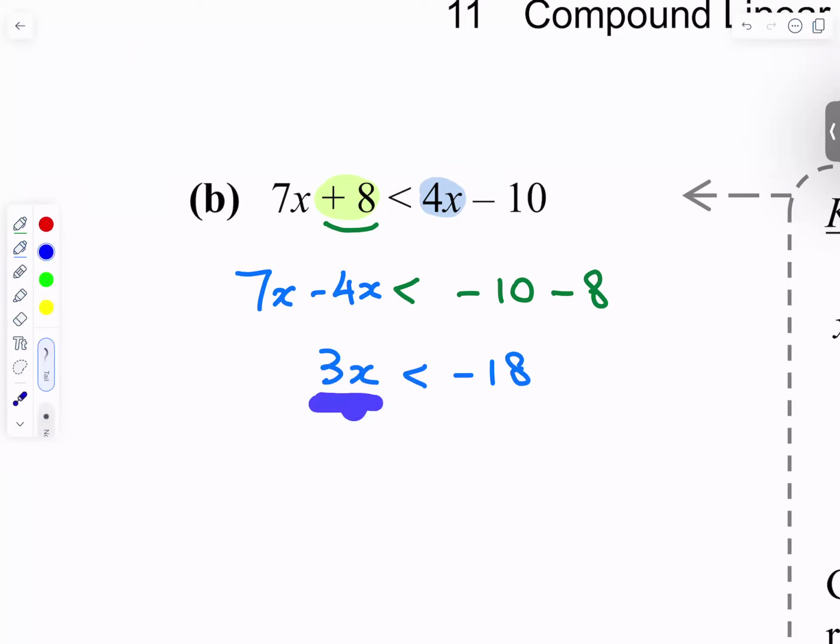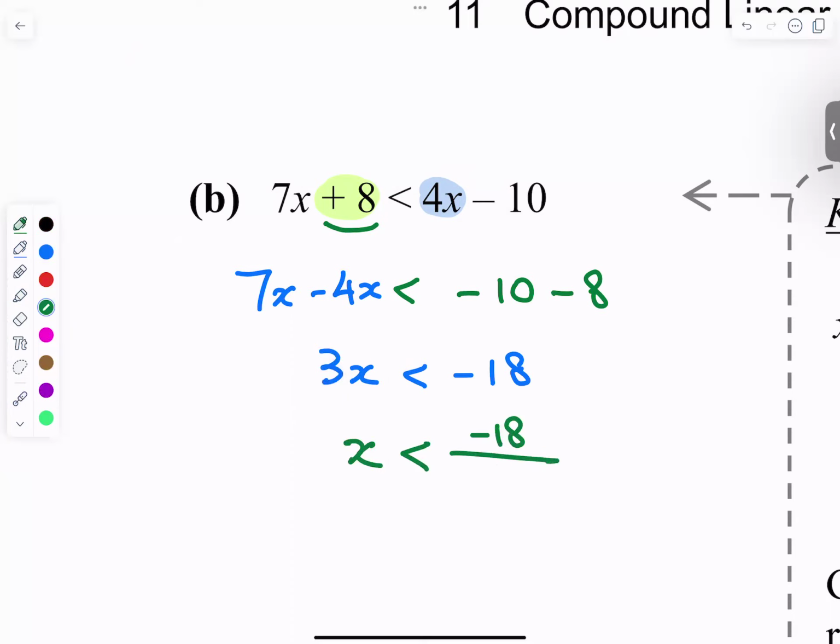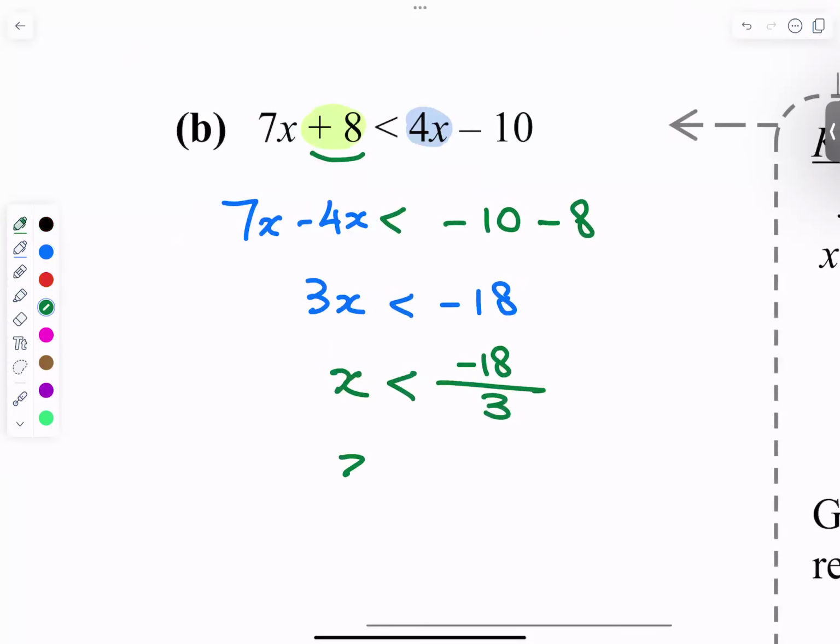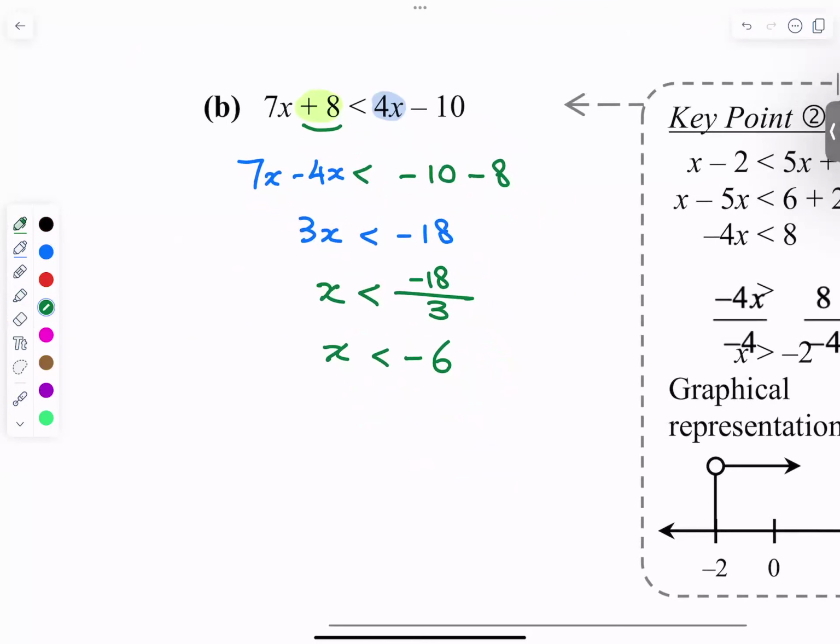Now 3x here is being multiplied. If I move the 3 to the other side, do I have to change the sign? No, because this is positive. So going to the other side won't affect anything. Just keep it there. And then click, click, click, click. You get your answer and then do the drawing.